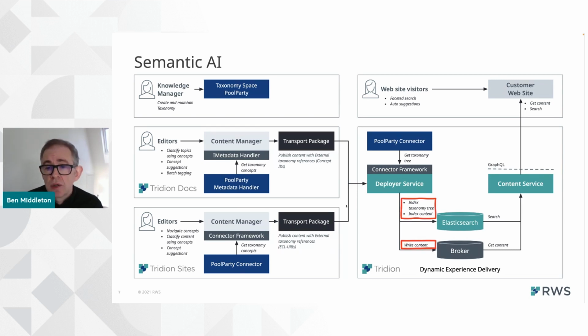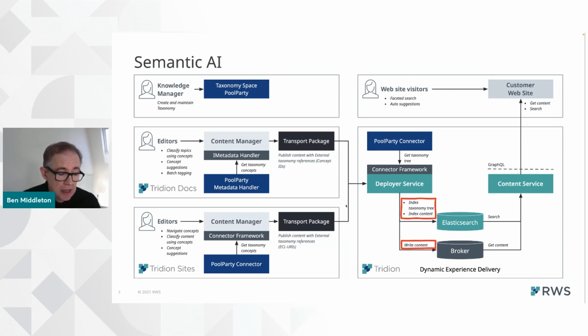That's then published into our deployer, and that will then do a couple of things. It will obviously unpick the content and place it into two things. One is it will put the content into our regular broker database, which is our primary RDBMS-based content store. And it also indexes that content into our Elasticsearch search index.